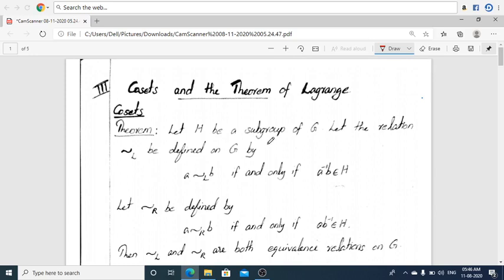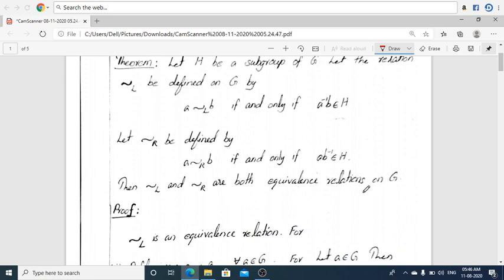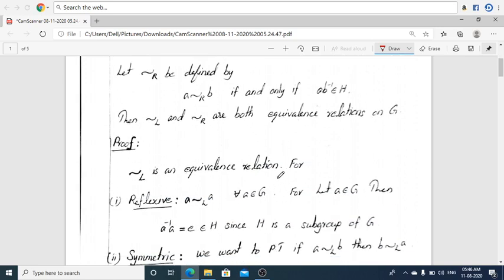So let G be a group and H be a subgroup of G. Then ~L is a relation defined on G by a ~L b if and only if a inverse b is an element of H, for a and b in G. And a ~R b if and only if a b inverse is an element of H. These two relations are equivalence relations. To prove an equivalence relation, we prove reflexive, symmetric and transitive.